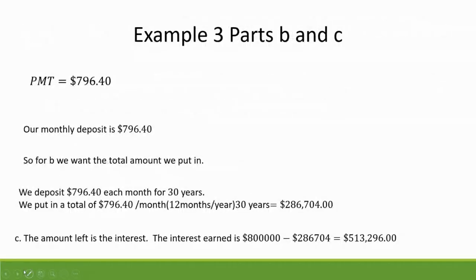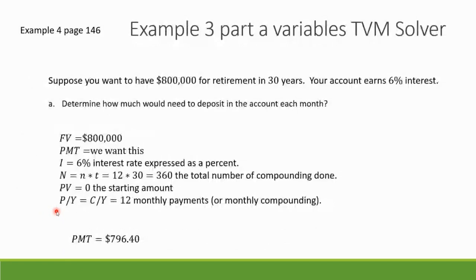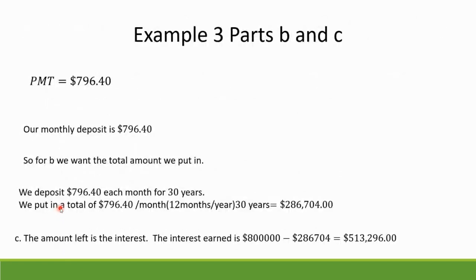Okay. So now we have our monthly deposit. So again, part B was how much money in total do we put into the account? Well, if that's our monthly deposit, the $796.40, and this is going on for 30 years, then how much are we going to put into the account in total?